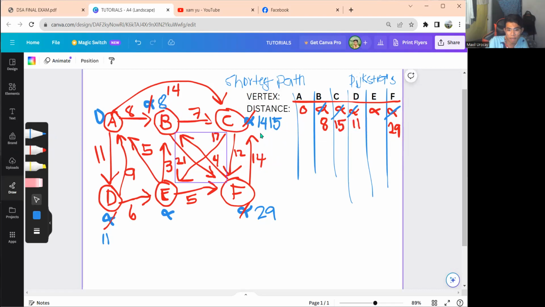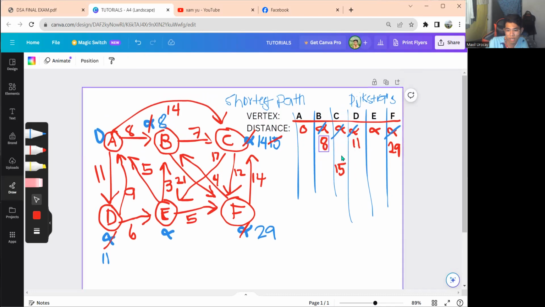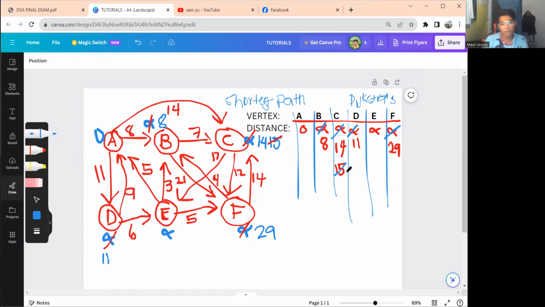So right now, what will happen? 15 will be canceled. Then update here as well, the 15 we updated earlier, the same thing. So that is 14. So 14 for C. We cancel 15 for C. Okay. There you go. We are already done. It's fixed right now.